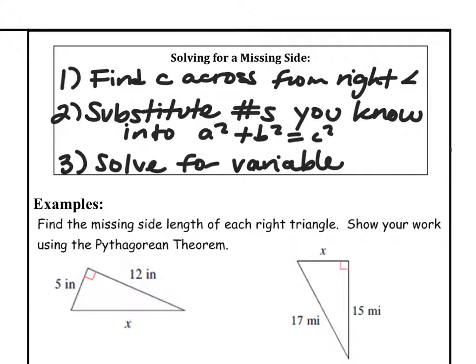We use the Pythagorean theorem to find missing sides of right triangles, of triangles with 90 degrees. So write down your steps, and then I will explain it to make a little bit more sense. Find C, or the hypotenuse, across from the right angle. Then you are going to substitute, which means replace or plug in the numbers you know into a squared plus b squared equals c squared, and then you're going to solve for the variable you don't know. Pretty simple.